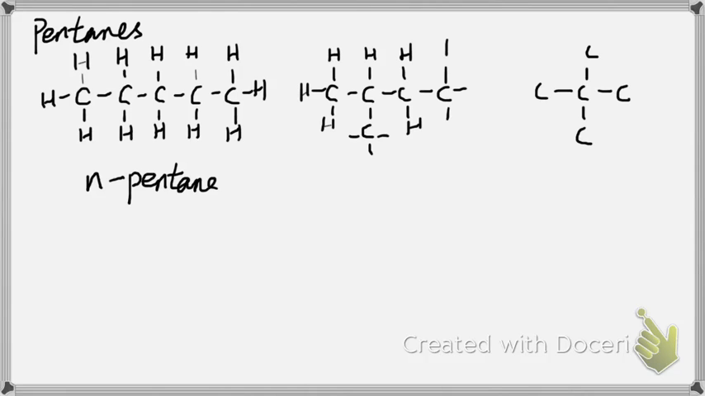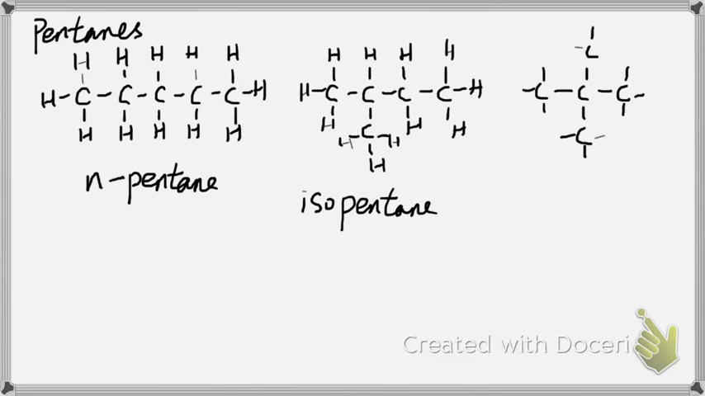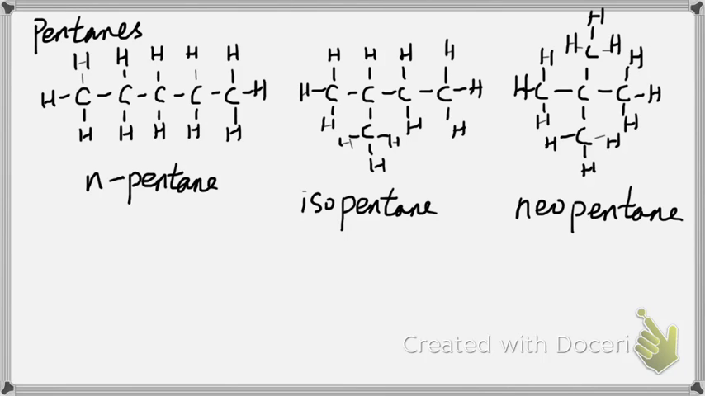The first linear chain is n-pentane, normal pentane. The second structure with one branch is called isopentane. The third structure with two branches is called neopentane. These are the common names of three isomers of pentane.